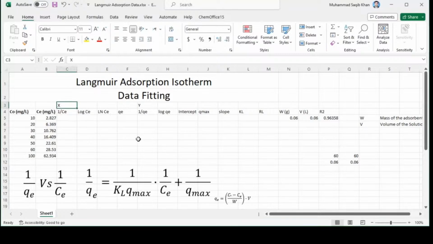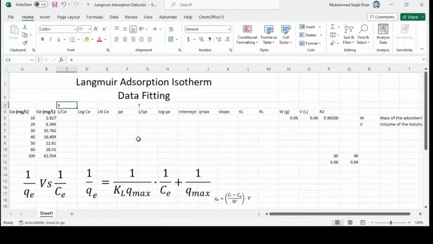So now we got the values for intercept and slope. We will copy the intercept value from Origin and put it in our Excel file. Copy this value and paste it over here. Okay, this is your intercept value. Then the slope value, copy it and paste it into the slope.